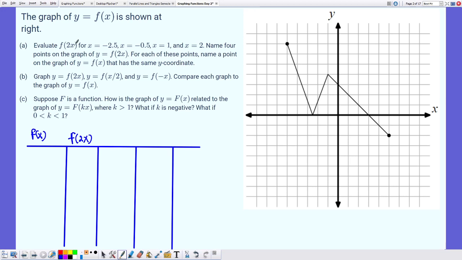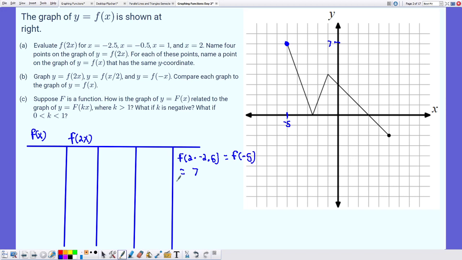Since we're finding f of 2x, what we'd like to do is say we have f of 2 times negative 2.5. Well, 2 times negative 2.5 gives us negative 5. So what we're really looking for is f of negative 5, which is equal to positive 7. Because if we go to negative 5 on the x-axis, the point corresponding on f of x would be 7 on the y-axis.